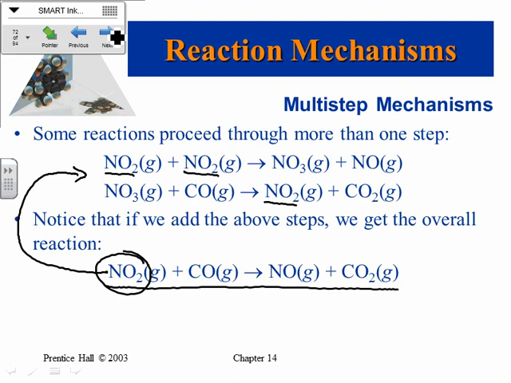We've got a carbon monoxide on the reactant side, so that ends up on the reactant side. And then we have NO and CO2 as well. The NO3 cancels out because it's on the reactant side and the product side. The NO3 is actually called an intermediate, which we'll talk about in a second.